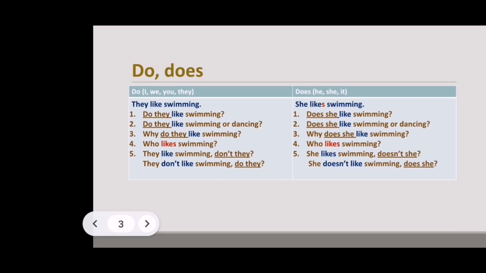Again, question to the subject, who likes swimming, without any do and does, and the verb, the main verb, should be with ending s. And tag questions, she likes swimming, doesn't she? Or she doesn't like swimming, does she?